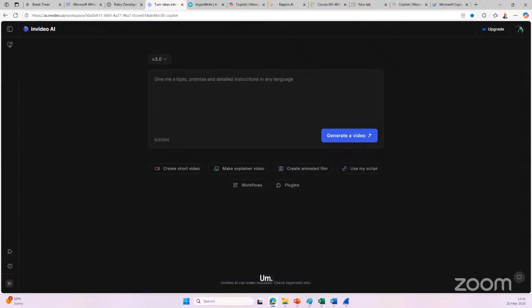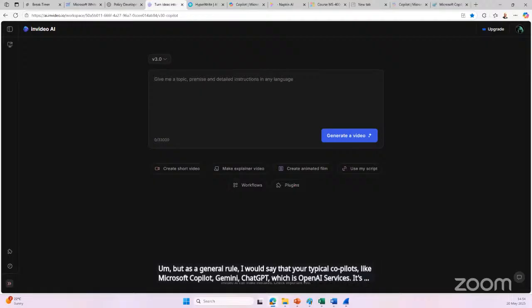It depends largely on their ethics, on their security commitment. But as a general rule, I would say that your typical co-pilots like Microsoft Copilot, Gemini, ChatGPT, which is OpenAI services, are fine. But I would be loath and careful of using AI services for which I have not done the appropriate research.